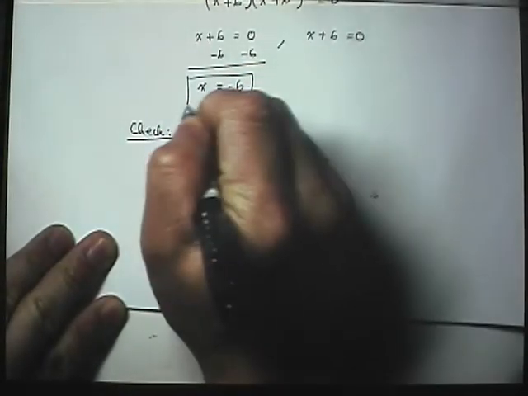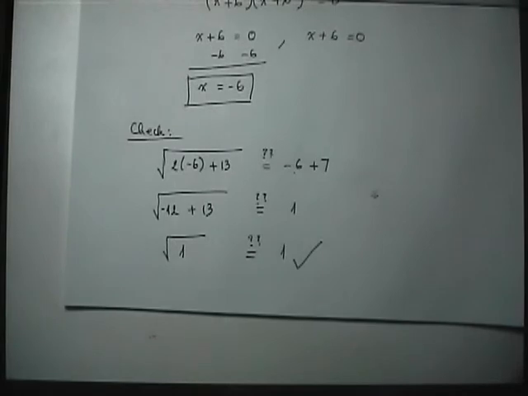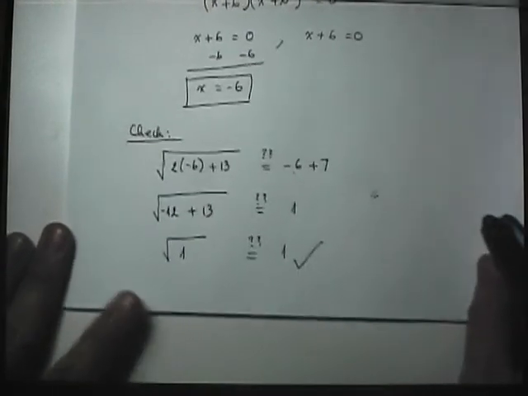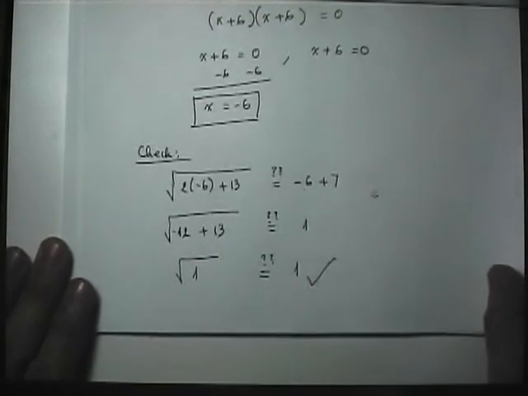Now you can safely go back and circle your final answer. So x equals negative 6 is the only unique answer that we found.